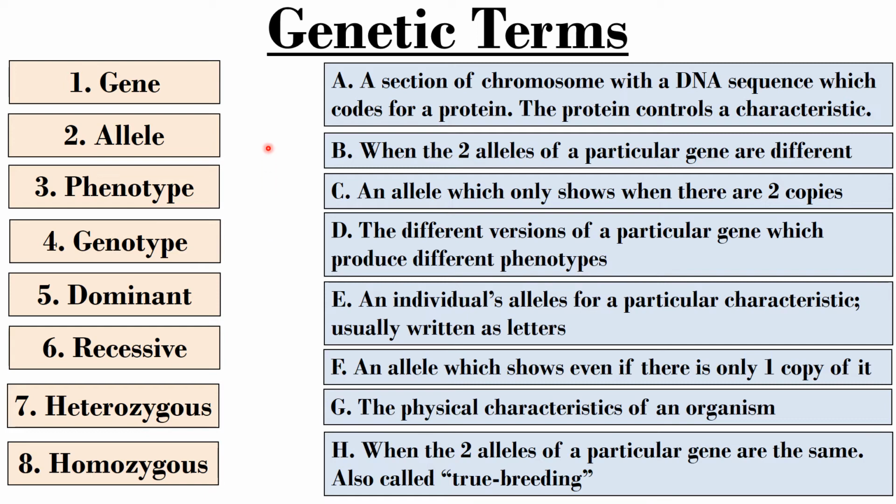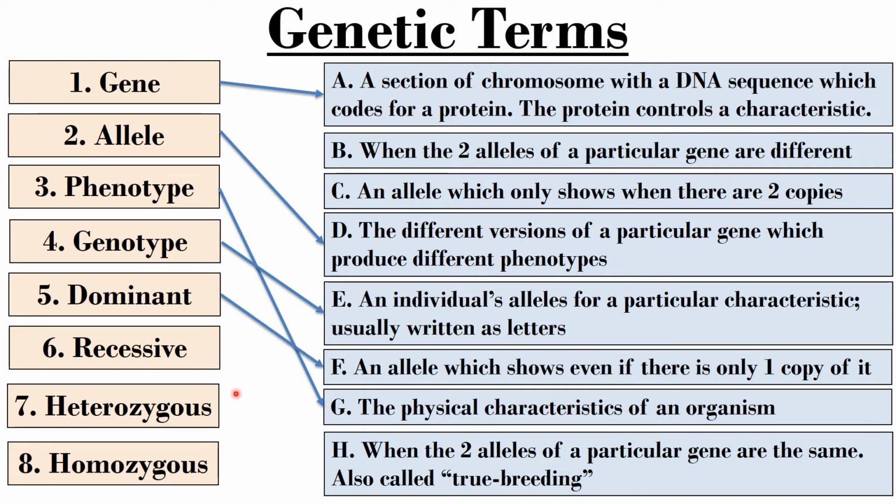So try this then. Okay, again, press pause, 1 to 8, and put these in the correct place. So number 1, gene, that is A. 2, allele, is D. 3, phenotype, the physical characteristics, that's G. 4, genotype, the kind of giveaway here is usually written as letters, so that's E. An individual's alleles, usually written as letters.